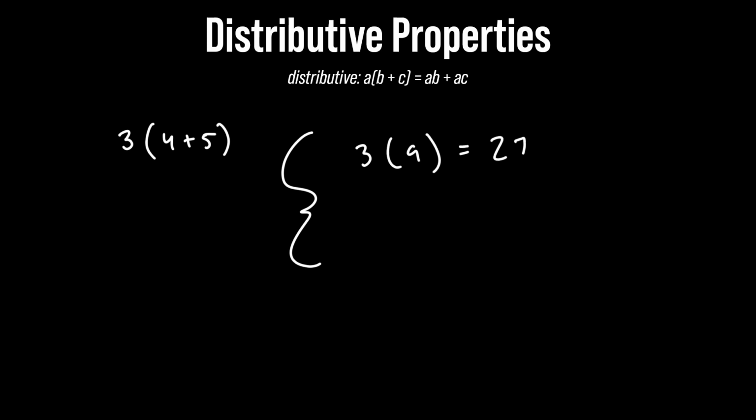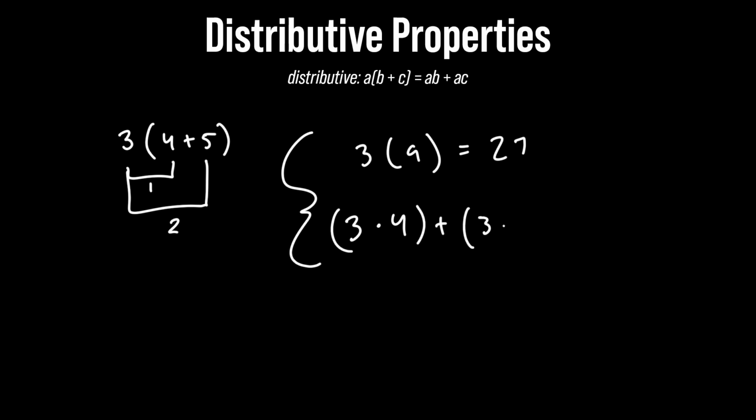The second way includes the distributive property, where you multiply the first number by the first number in the parentheses, and then the first number times the second number in the parentheses. So this is step 1 and this is step 2. So you're going to have 3 times 4 plus 3 times 5. And this works out to 12 plus 15, which is indeed 27 once again.